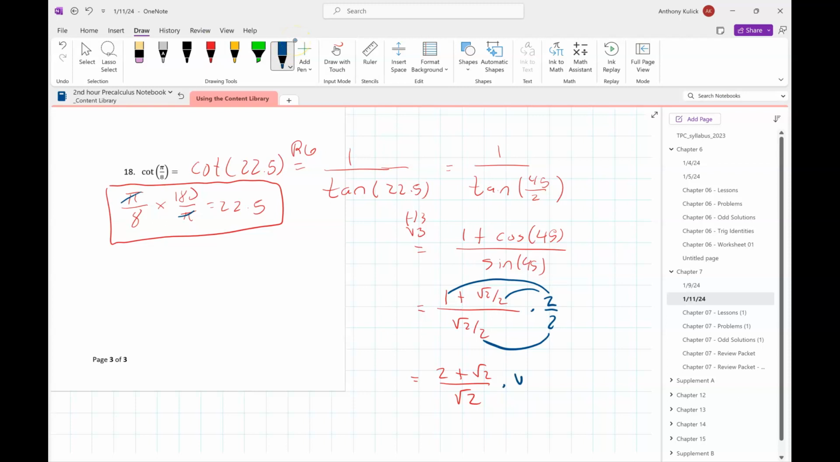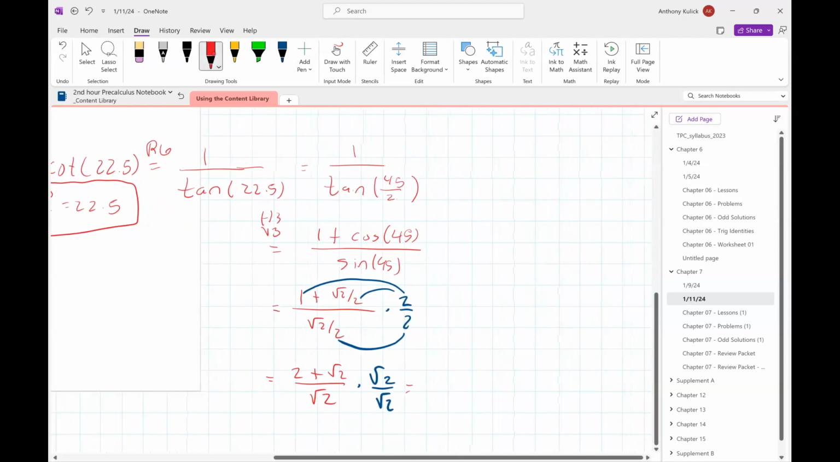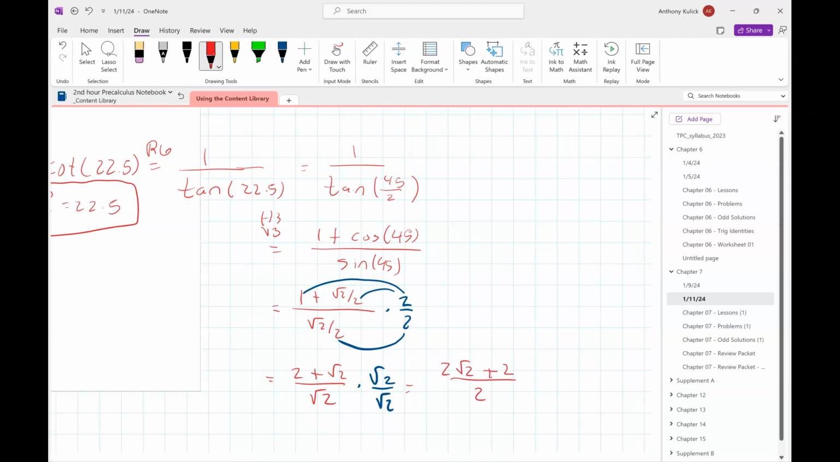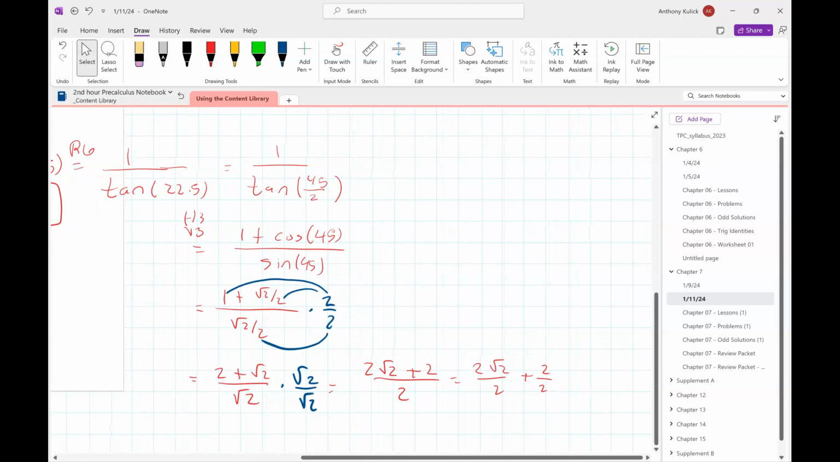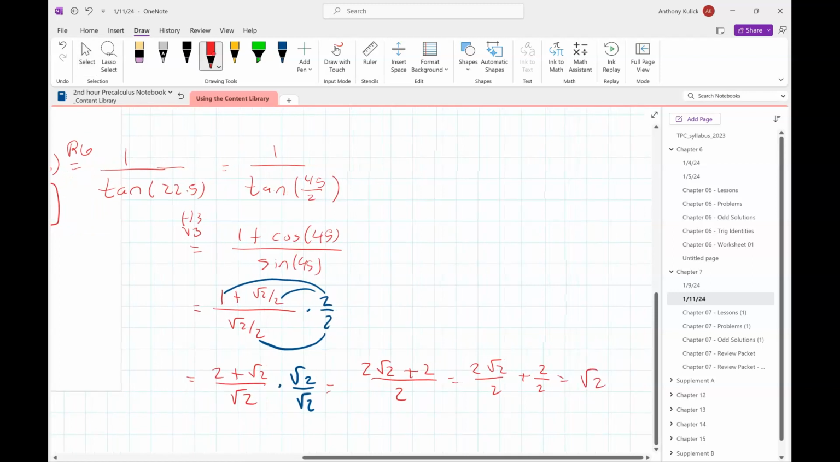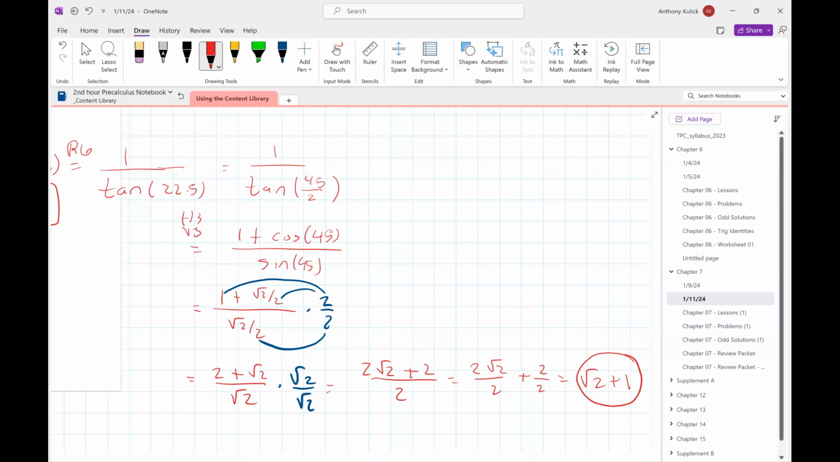I'll rationalize my denominator, which is nice because there's no addition and subtraction in the denominator like there is in this case, it's just that. I notice that everything is divisible by 2. So if I just write that as two fractions with a common denominator, I got root 2 plus 1, which should be my final answer.